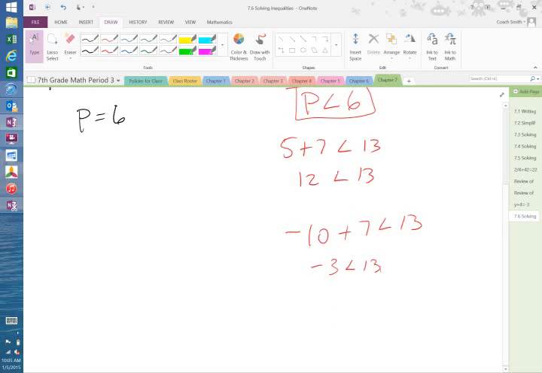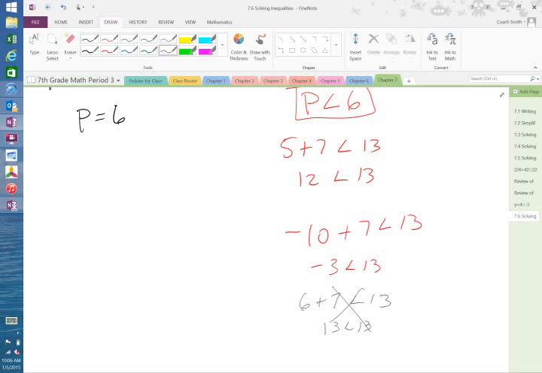Here's why. If I plug in 6, 6 plus 7 is less than 13. Well, what is 6 plus 7? 13. Is 13 less than 13? No. So that can't be an answer. So that is not correct. That's why we said p has to be less than 6.